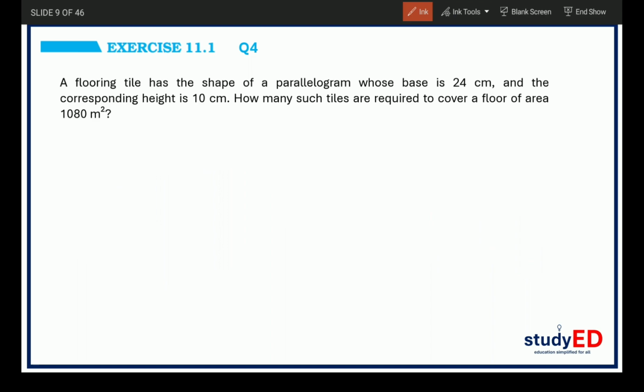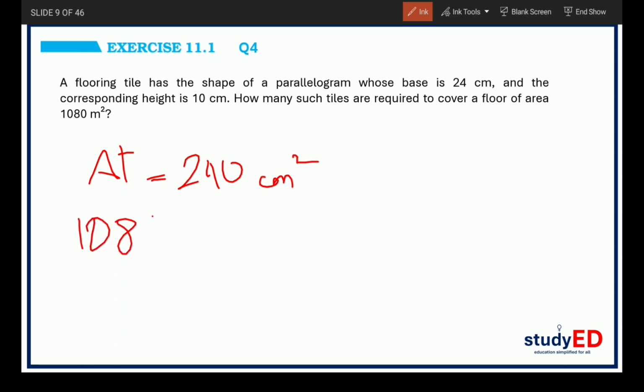Okay, now how many such tiles are required to cover a floor of area? So one tile is equal to 240 centimeters square, and the area of the floor is 1080 meters square. Now meter square and centimeter square is not the same thing, so make sure to look at your units while doing so. 1 meter square is equal to 10,000 cm square.